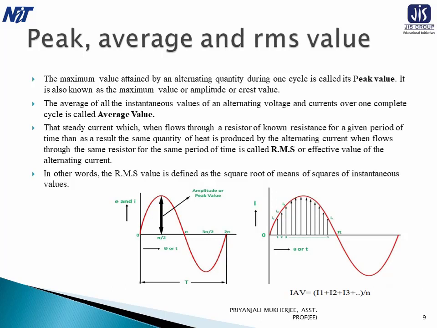The effective value or the virtual value of the alternating current or the voltage is equal to the square root of the mean of the squares of successive ordinates, and that's why it is known as the root mean square or RMS value.